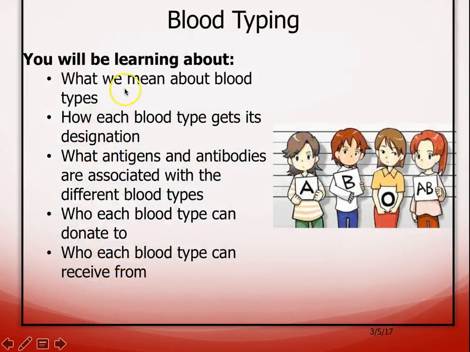All right, so we're going to talk about what we mean by these blood types and how we get their names. We're going to talk about antigens and antibodies, which is going to be very important when we talk about blood types: who can donate to who, and who can people receive from. Those are our key discussion points. This will also be reinforced in labs, so don't worry if you don't quite get it here, but we'll go over this again in class.